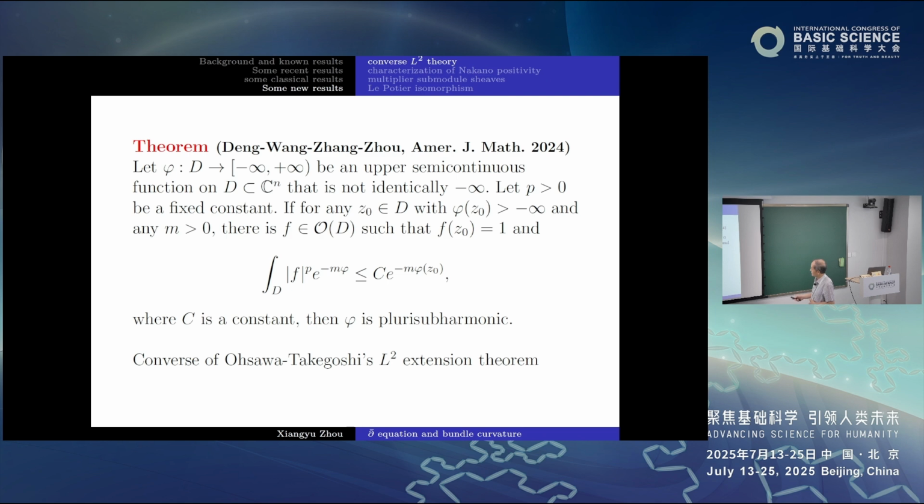If this L2 extension holds from one point, so this means in particular when p is 2, then we can get that this weight function is Brelot subharmonic. As you know, if phi is Brelot subharmonic, then we have this L2 extension. So this is the famous Ohsawa–Takegoshi L2 extension.